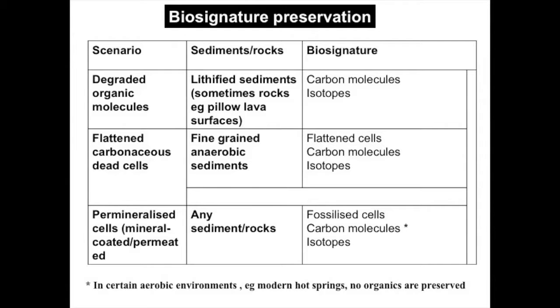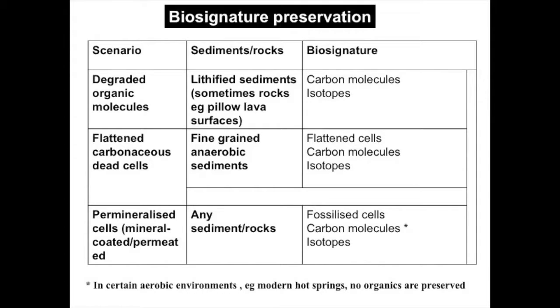So what can be preserved? We can preserve degraded organic molecules. These will be preserved in anaerobic sediments. We can find them in lithified sediments. Sometimes they can also be found associated with rock surfaces, for instance, pillow lavas. And the kinds of signatures we can find are the carbon molecules themselves, isotopic signatures, etc.